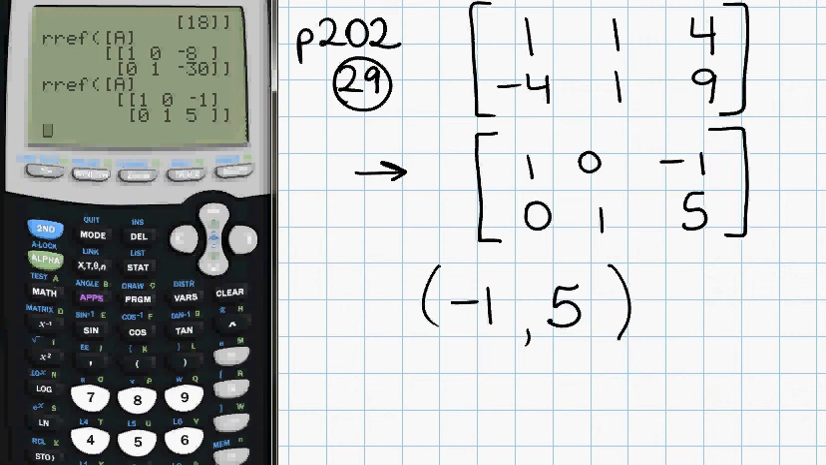All right, one more time. Please try number 35 on this same page. There is something slightly weird about the setup, but I believe that you can handle it. So take a moment, set up the matrix, type it in, get an answer, pause the video, resume when ready.